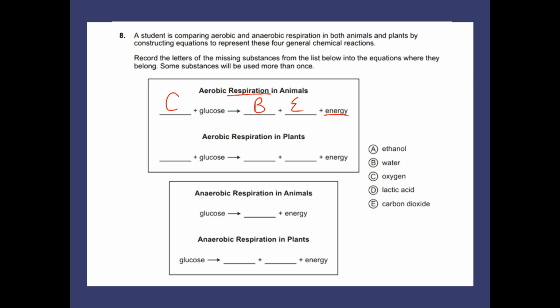Okay, now let's look at aerobic respiration in plants. For this one, it's actually going to be the same thing. C, B, and E. So we don't always think about plants doing aerobic respiration because they do photosynthesis, but photosynthesis is just how they get the glucose. Once they get the glucose, they still have to do this process. So that's why these are the same. Notice that these are the same. The cellular respiration in plants and animals is the same.